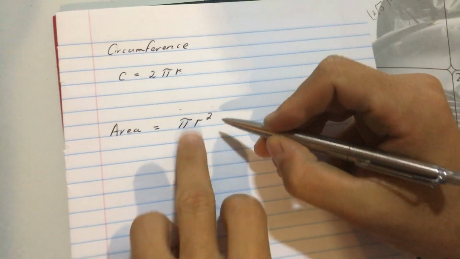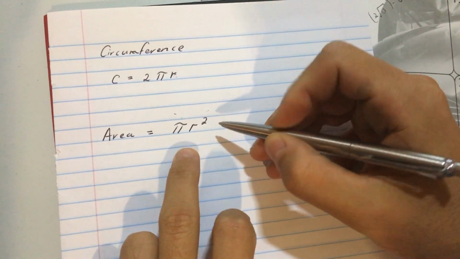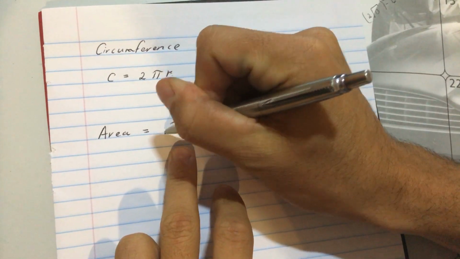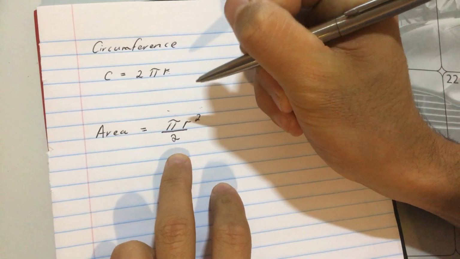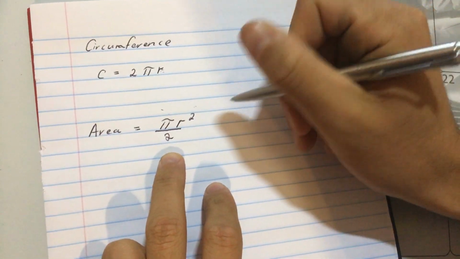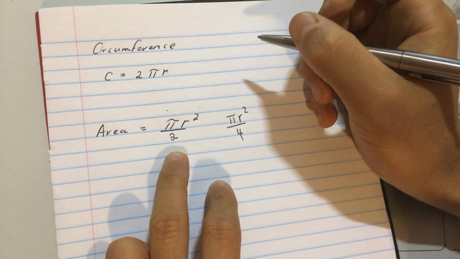Then, that's for a full circle. If it's for a semicircle, what am I going to do? For a semicircle, it's half a circle. So all I'm going to do is divide by 2. And then if it's for a quarter of a circle, what am I going to do? I'm going to say the area of a circle and then divide it by 4.